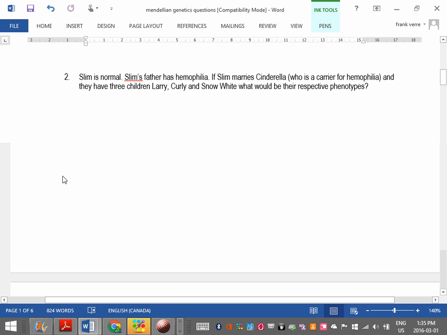Yeah? Alright. So for this one we have to assume that the hemophilia is X-linked also. Now, it says to you that it might not be. You can get hemophilia through an autosomal gene, which means it's not on the X chromosome. But we're going to assume here that it's on the X chromosome. Okay, so this is also sex-linked.